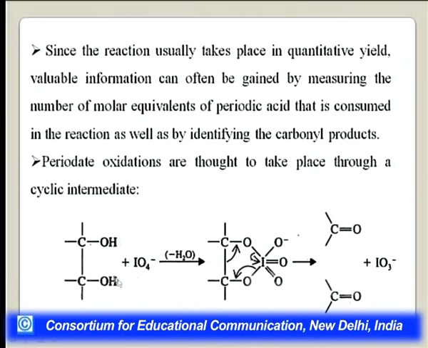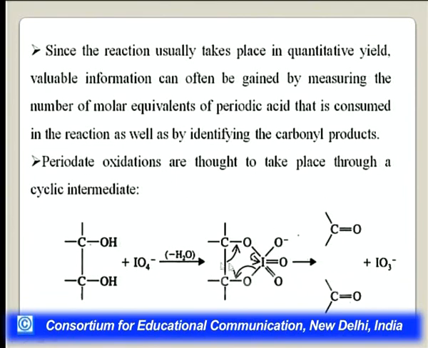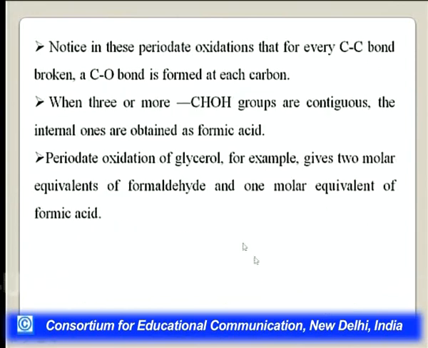You can see this is the periodate ion, IO4 negative, and this kind of cyclic intermediate, and how the bond cleavage took place. Notice in these periodic oxidations that for every carbon-carbon bond broken, a carbon-oxygen bond is formed at each carbon. Here you can see every bond is broken and two carbonyls are formed.